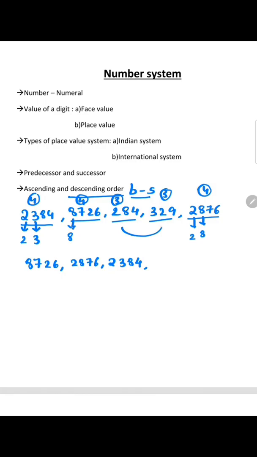I have 2 3-digit numbers here, 284 and 329. First, I am going to take 329 because 3 is greater than 2. Then the last number that I will get is 284. So children, this is the descending order of the given question.